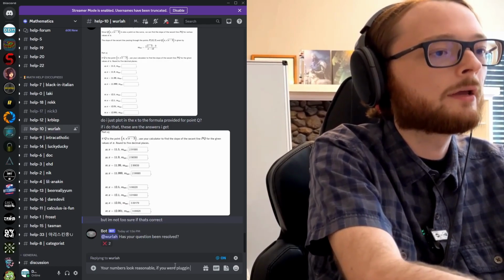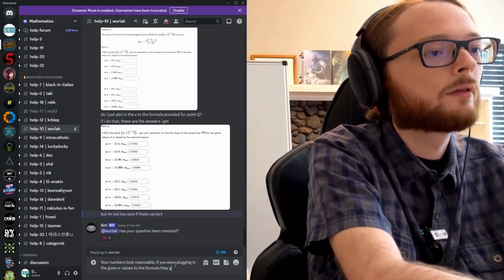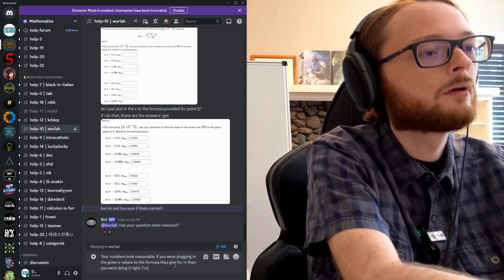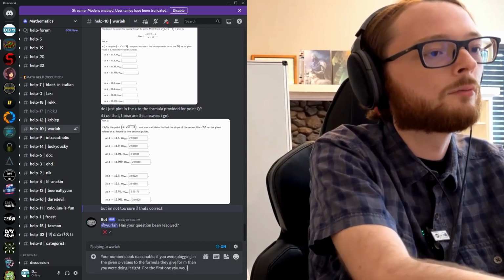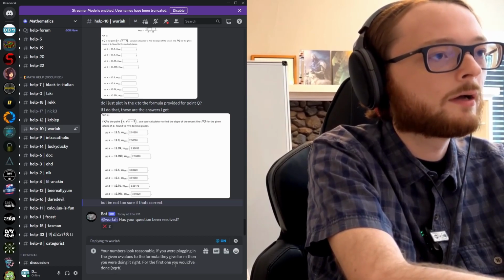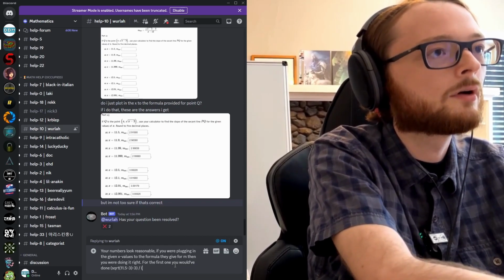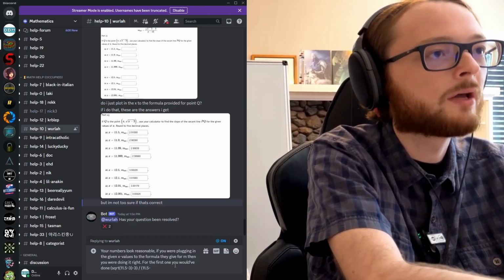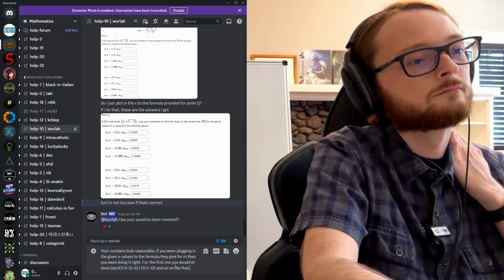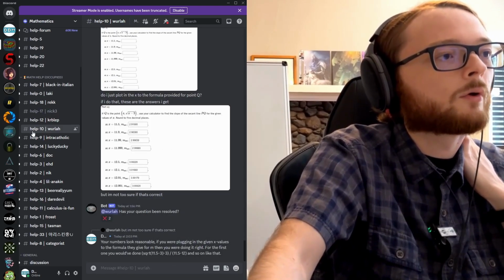If you were plugging in the given x values to the formula they give for m, then you were doing it right. The first one, you would have done square root 11.5 minus 3 over 11.5 minus 12, and so on like that. Okay.